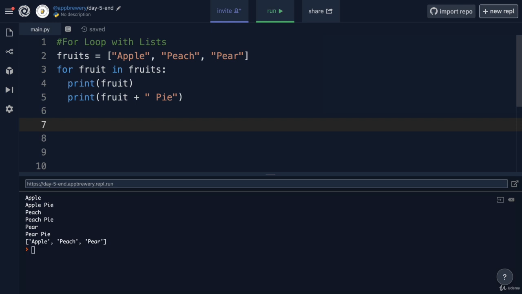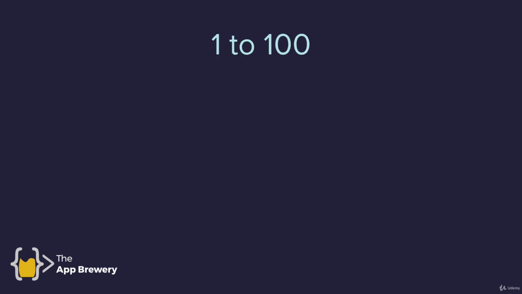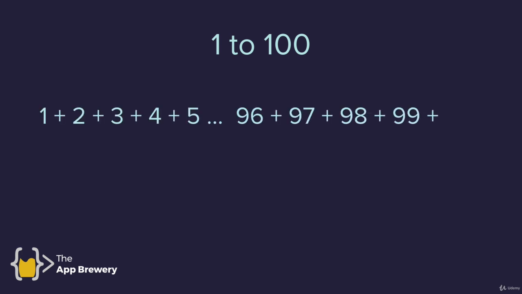And a good example of this is when Karl Gauss, the German mathematician, was just a child. When he was 10 years old, his math teacher gave him an exercise that she probably thought would tie him up for a little while. And the idea was to get him to add all of the numbers from 1 to 100. So 1 plus 2 plus 3 plus 4 plus 5, etc. All the way until 100.